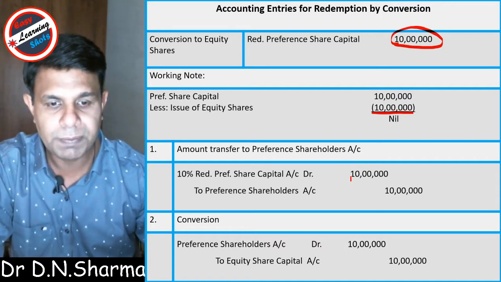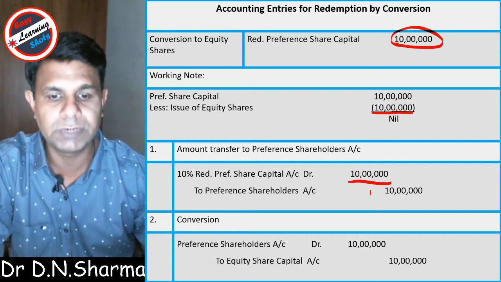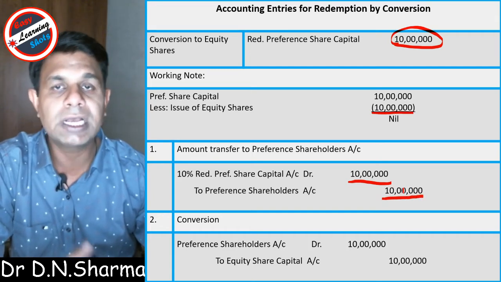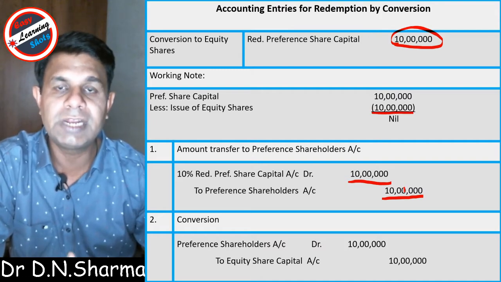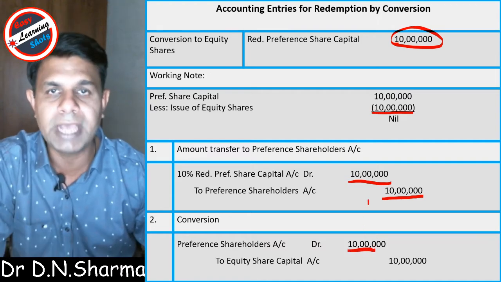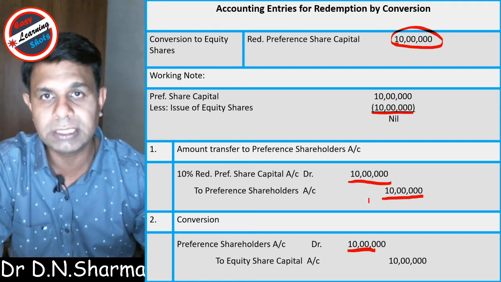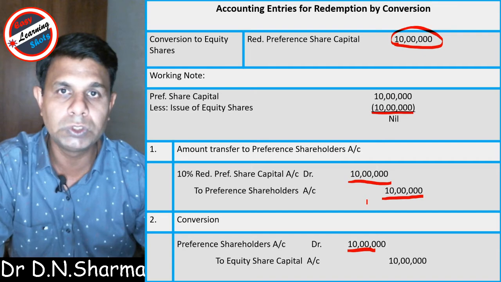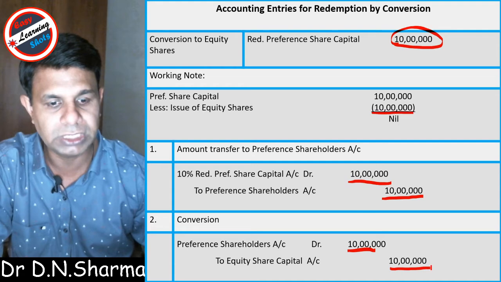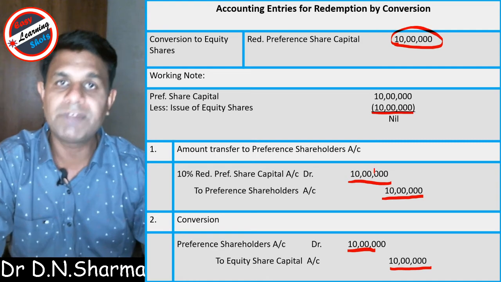Our entry is 10% preference share capital account is debited, our liability is reduced, and this amount is transferred to preference shareholders account with rupees 10 lakh. Now when the company issues equity shares, then our entry is bank account debit to equity share capital account with rupees 10 lakh. But here, monetary transaction does not take place in case of conversion method. So in place of bank account, we use preference shareholders account, and our entry is preference shareholders account debit to equity share capital account. We issue equity shares to the preference shareholders.